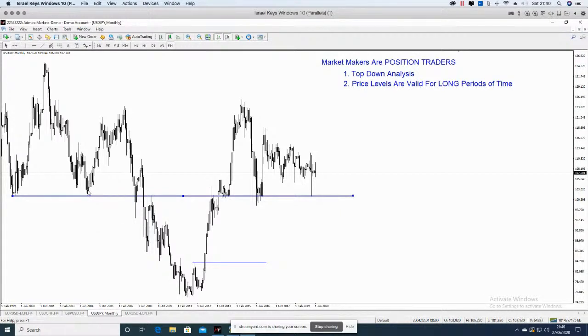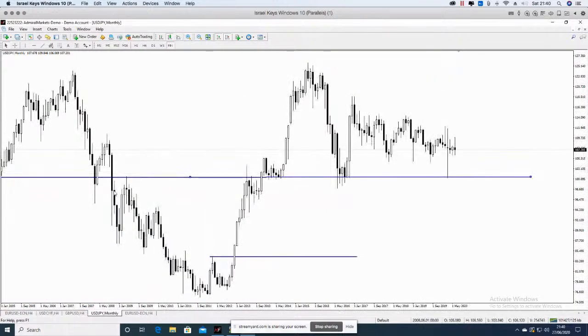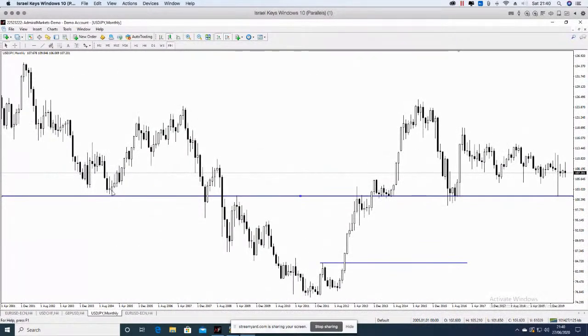Come on, MetaTrader. Give me this one. All right, let's zoom that in. Looking for the low of this candle right here. There we go. So that's 101.65. So we are talking 70 pips. Yep, 70 pip difference. But on a monthly chart, that's nothing. To a market maker, that's nothing.